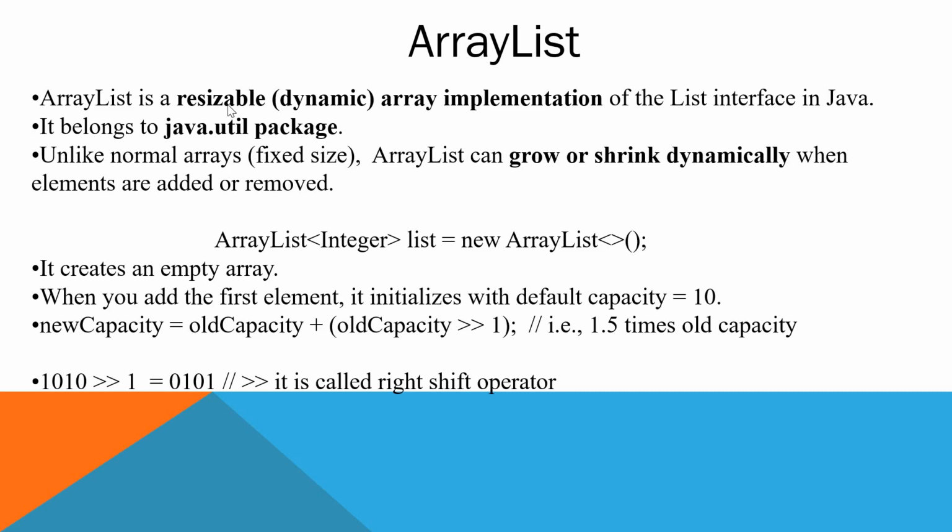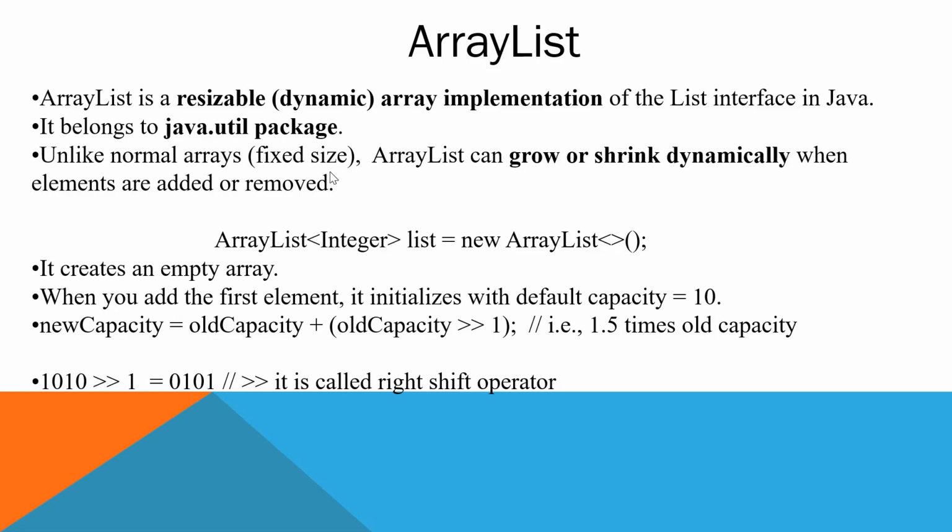ArrayList is a resizable dynamic array. Resizable means the size will not be fixed here. It can grow and it can shrink. We have seen that difference in the previous recording, and the same we have to understand here. It is a resizable dynamic array implementation of the List interface. So ArrayList is a child class of the List interface. The List interface is the parent and ArrayList is a child of it. In Java, it belongs to the java.util package. A package is like a folder which contains a collection of classes. So util is one package, and inside that package we have the ArrayList class.